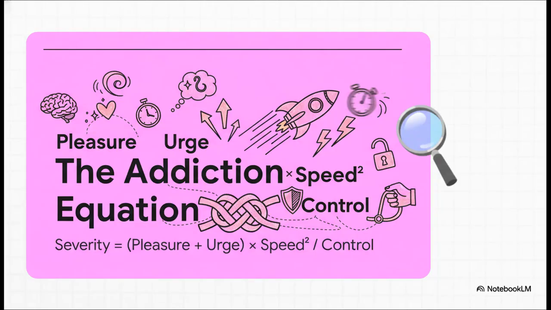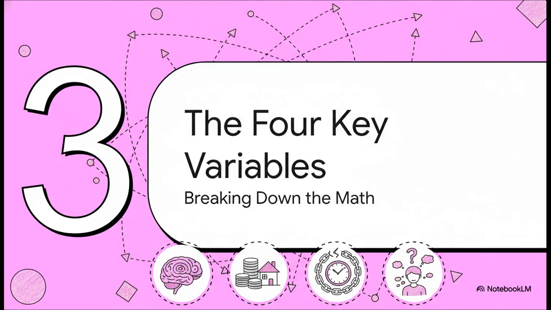And here it is, the whole shebang. The severity of an addiction is: you take the pleasure plus the urge, you multiply that by the speed squared, and then you divide the whole thing by control. I know, it looks pretty simple, right? But trust me, as we're about to see, each one of these variables has a really powerful story behind it. So what do these things, pleasure, urge, speed, control, actually mean in the real world? Let's break down the math.